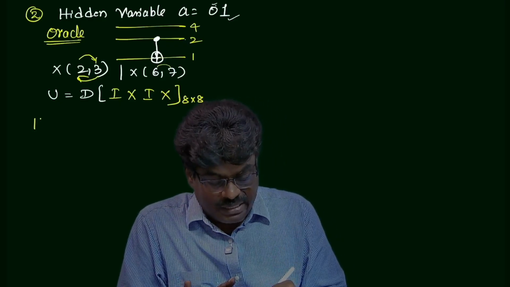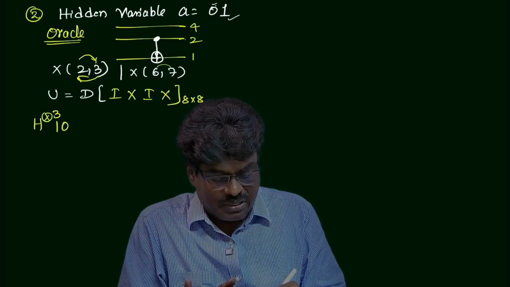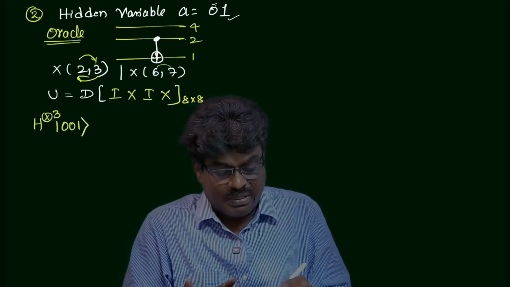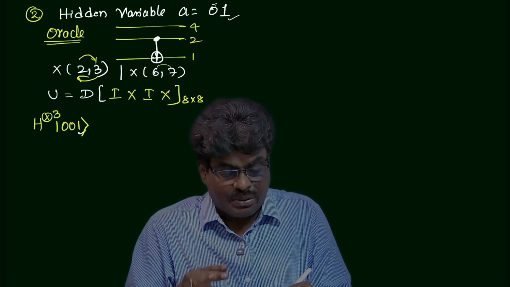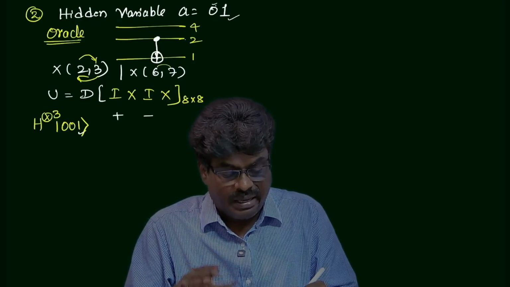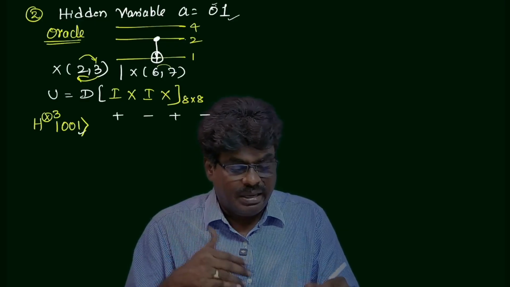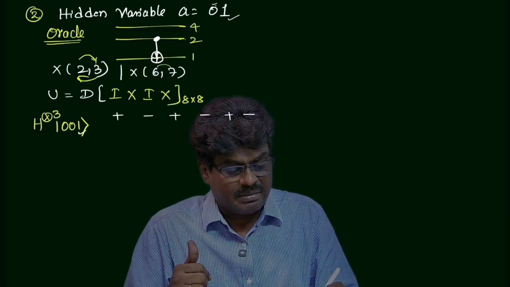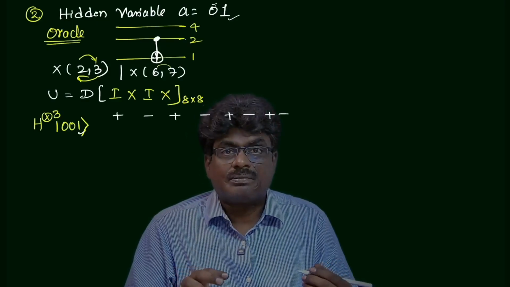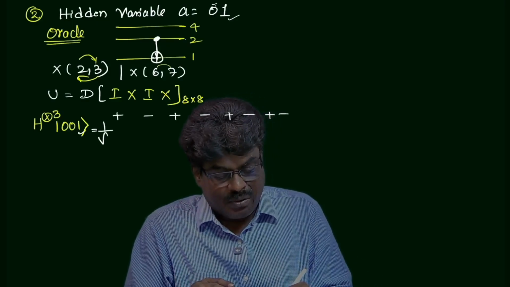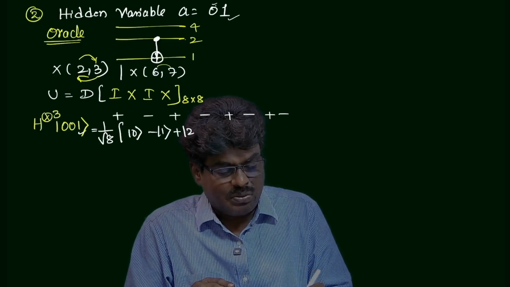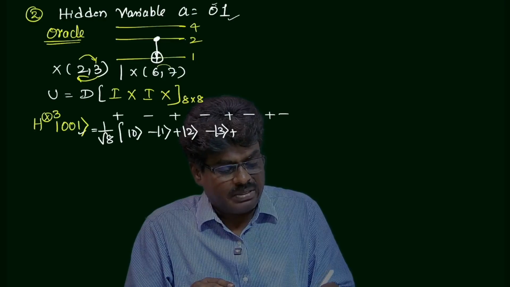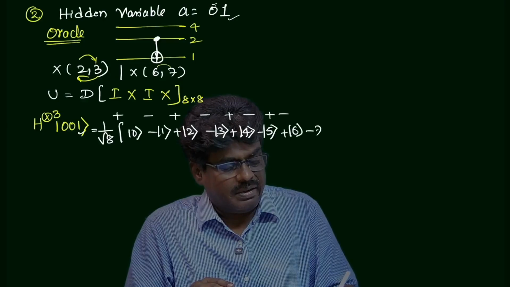Now let me take that initial state again. H tensor 3 operates on 0 0 1, and please remember here plus 1 is there. Now please pause the video and try to do it yourself. Plus minus, and again 0 repeated, plus minus, again 0 repeated, plus minus, plus minus. Now this is 1 over root 8 times 0 minus 1 plus 2 minus 3 plus 4 minus 5 plus 6 minus 7.